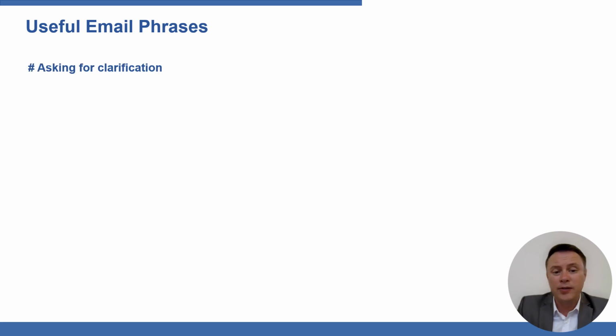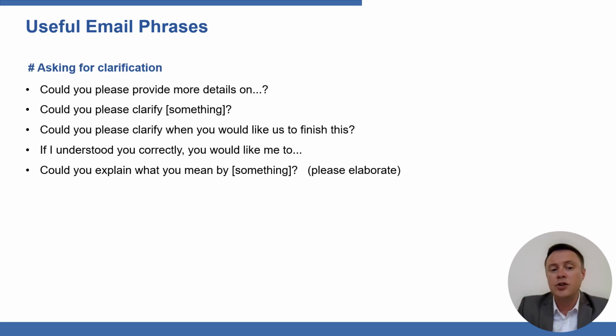Some more useful phrases. If you're asking for clarification, could you please provide more details on? Or could you please clarify? And then whatever you need clarifying. Could you please clarify when you would like us to finish this? Or if I understood you correctly, you would like me to? Or could you explain what you mean by X? Or please elaborate. Could you please elaborate on what you mean by X?